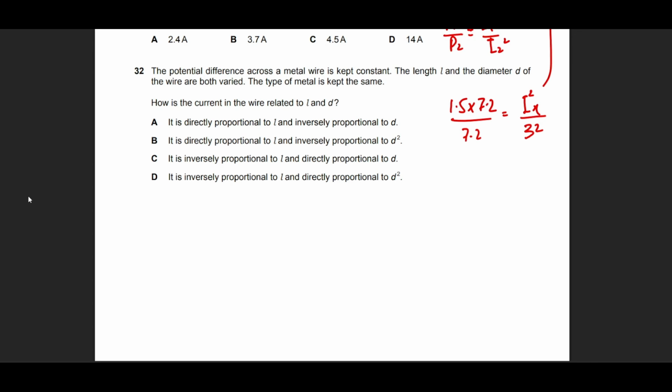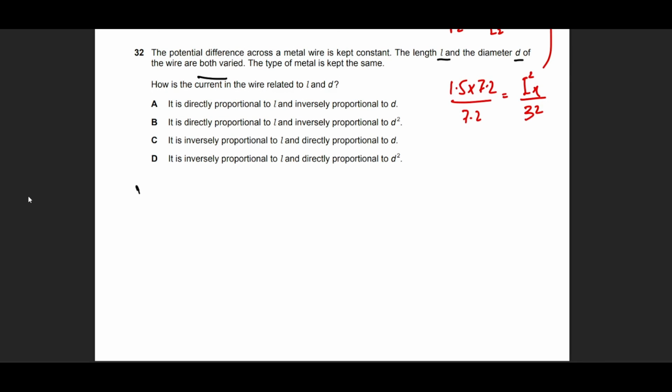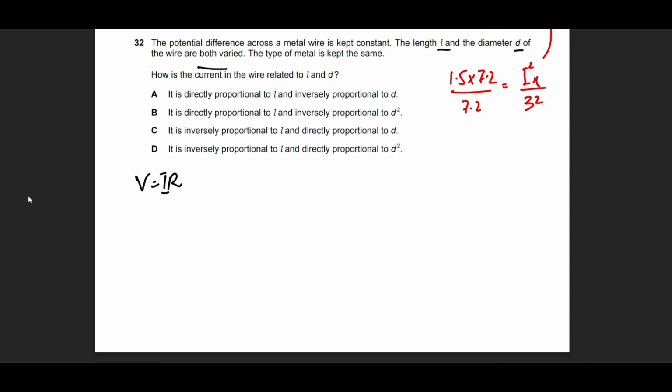He says the length is L, the diameter is D, and how the current in the wire is related to L and D. So V equals IR is the equation. We want to find current, so let's make current the subject of the formula. So this is going to be V divided by R. And we know that R is equal to rho L over A. He's mentioned that L and D are already given.